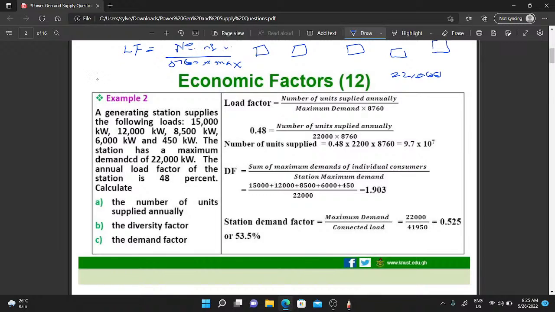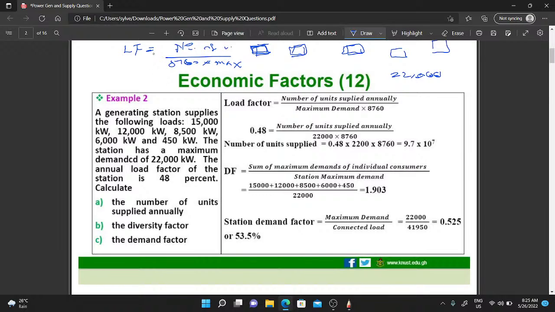The next is to find the diversity factor. Diversity factor is the sum of all the loads divided by the maximum demand. So the load from this station, this load drawn here, this load drawn, this load drawn, sum all of them together and divide by the maximum demand. That'll give you the diversity factor. So the sum of all of them divided by that will give us 1.903.